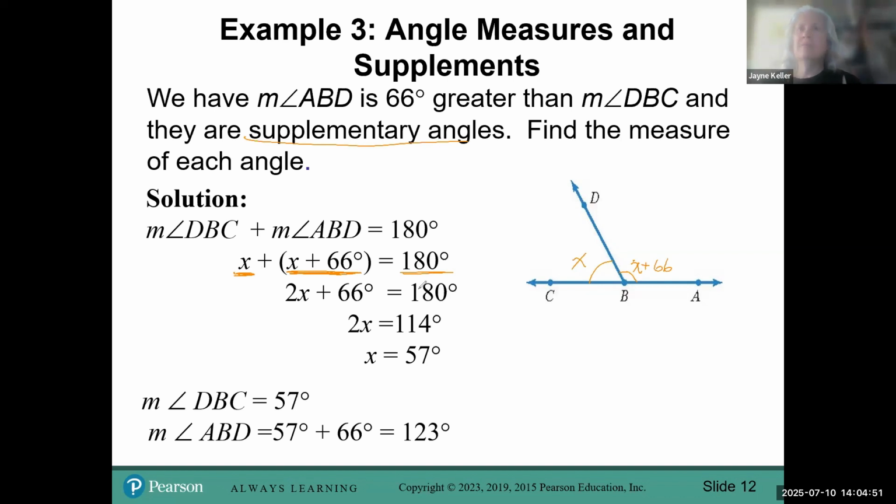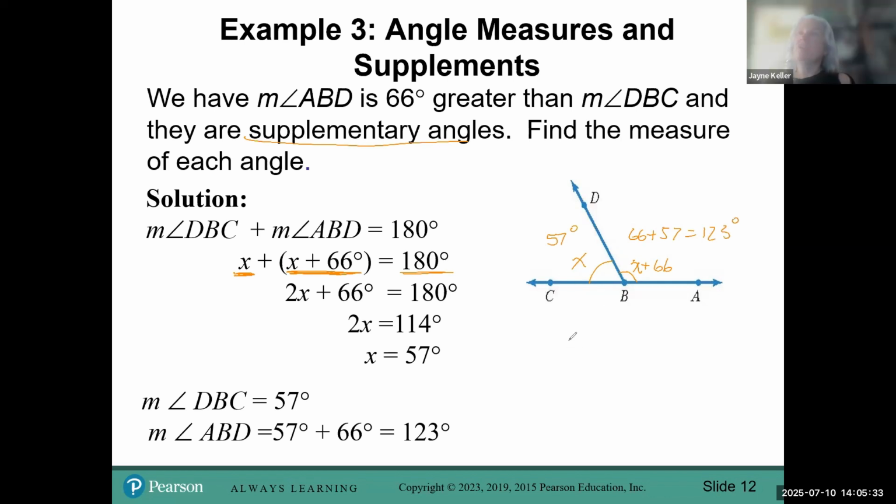So back a couple of weeks, I think, was when we did this. So we're just going to combine our like terms. I have an X and an X, so I have a 2X. And then I can subtract that 66 from both sides to get 2X is 114. And then I'm going to divide both sides by 2. And they want the measure of each angle. So I found that X is 57. So what would this angle be then? Just 66 plus 57. That's right, 66 plus 57, which is 123.